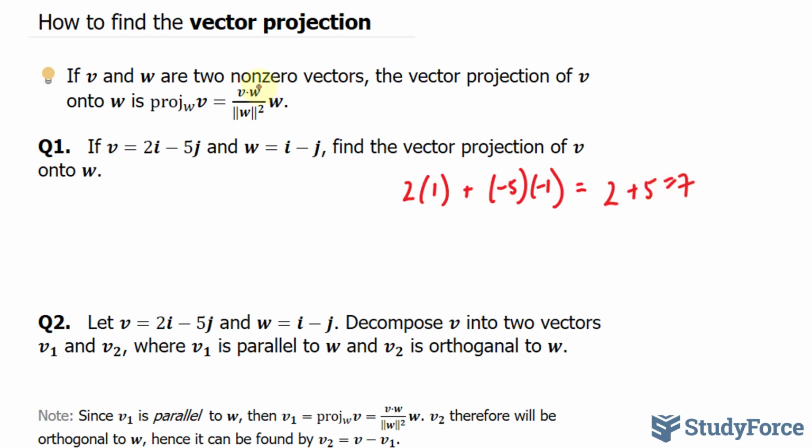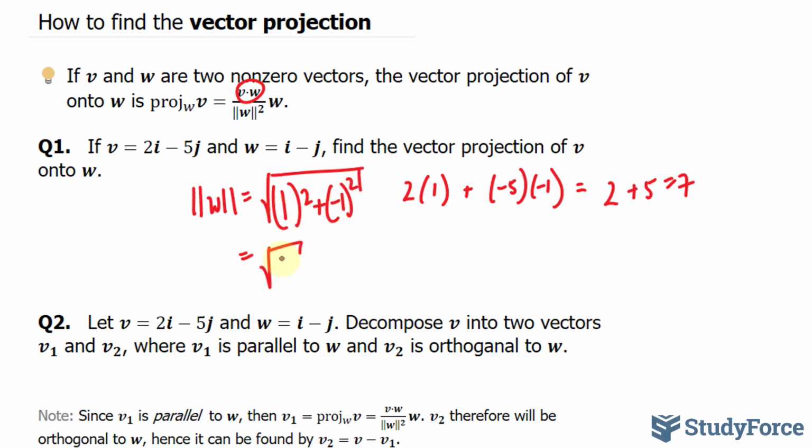So we just found the numerator. And then we'll take this and divide it by the magnitude of w. To find the magnitude of vector w, we use Pythagorean's theorem. Let me show you what I mean. The magnitude of w is equal to the square root of 1 raised to the power of 2 plus negative 1 raised to the power of 2. 1 plus 1, that gives us the square root of 2. If I square this, I'll end up with 2.